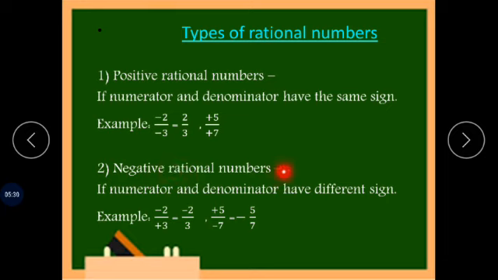Next is negative rational numbers. What are the negative rational numbers? If the numerator and denominator have different signs, then they are called negative rational numbers. Example: here in the numerator it is negative 2, a negative integer, and the denominator is positive. So the rational number is negative. Now in the second example, the denominator is negative and the numerator is positive, but overall it is a negative rational number. That means when the numerator and denominator have different signs, it is a negative rational number. But one thing you should remember: whenever you represent a rational number, you should give the negative sign to the numerator.